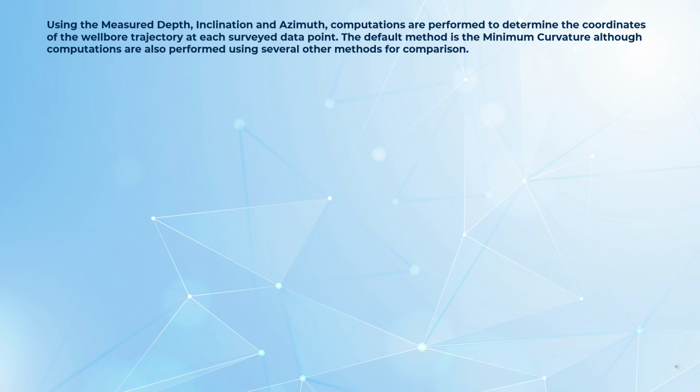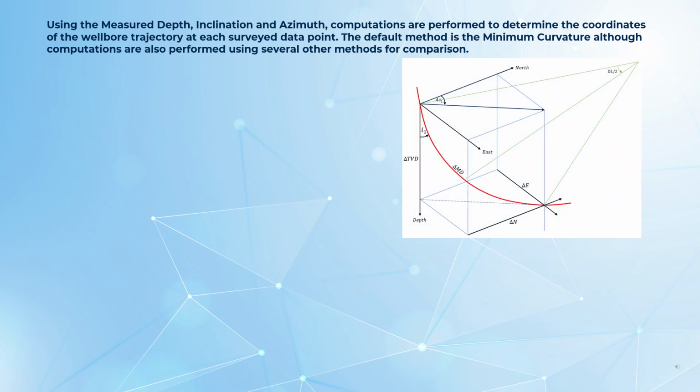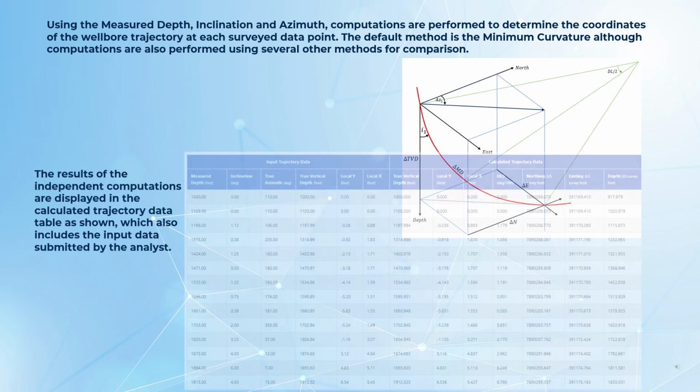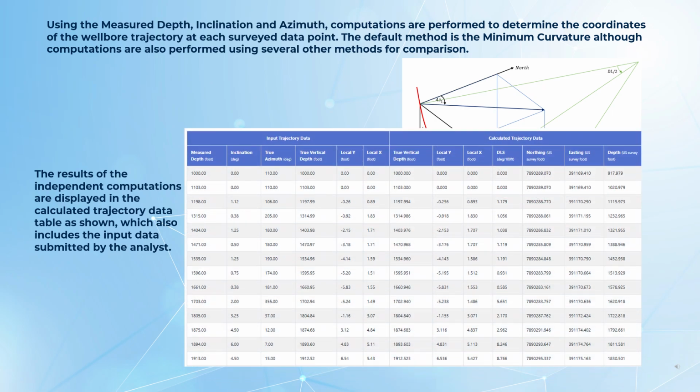Using the measured depth, inclination, and azimuth, computations are performed to determine the coordinates of the wellbore trajectory at each surveyed data point. The default method is the minimum curvature, although computations are also performed using several other methods for comparison. The results of the independent computations are displayed in the calculated trajectory data table as shown, which also includes the input data submitted by the analyst.